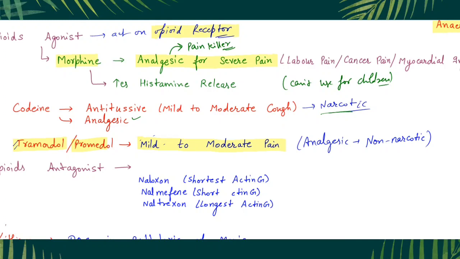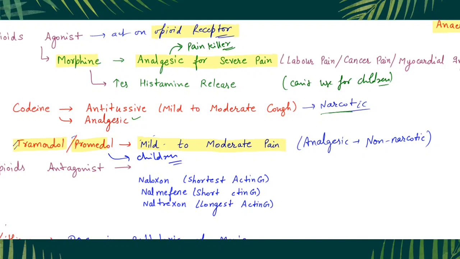So that is tramadol. And remember, tramadol we use mainly for children, for mild to moderate pain. It's a good analgesic. Then opioid antagonists.